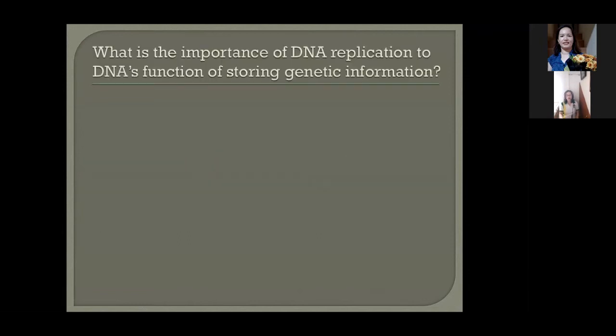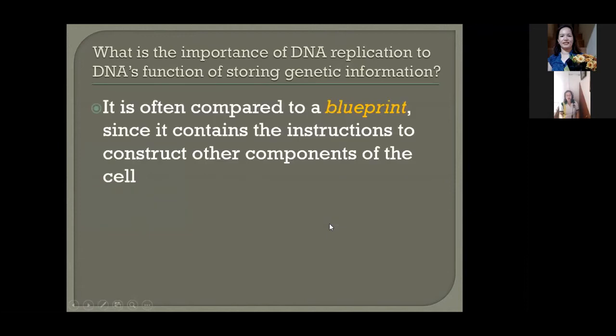What is the importance of DNA replication to DNA's function of storing genetic information? Take note that here we are after storing genetic information. That's the role of the nucleic acid. But what is exactly the significance of replication to storing genetic information? DNA replication is compared to a blueprint. From the table, we see that DNA serves as the blueprint, since it contains the instructions to construct other components of the cell.